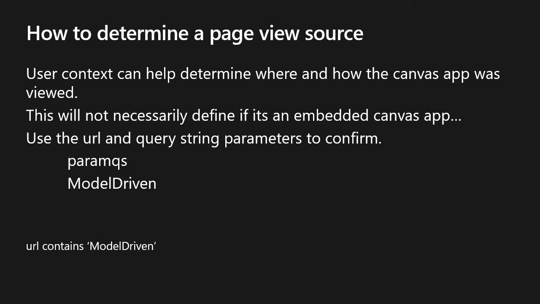PARAMQS, as well as model-driven. This will provide the context from the Dynamics 365 record into the Power Apps Canvas app. So you can run a query in Kusto looking for a URL that contains model-driven. This should hopefully filter down to the specific page views that came from a Canvas app.